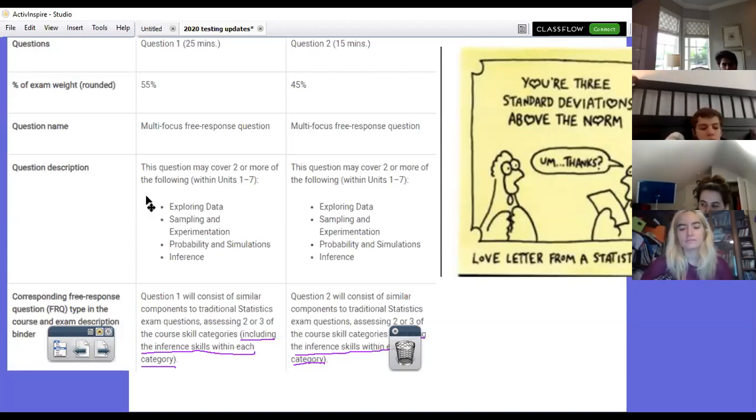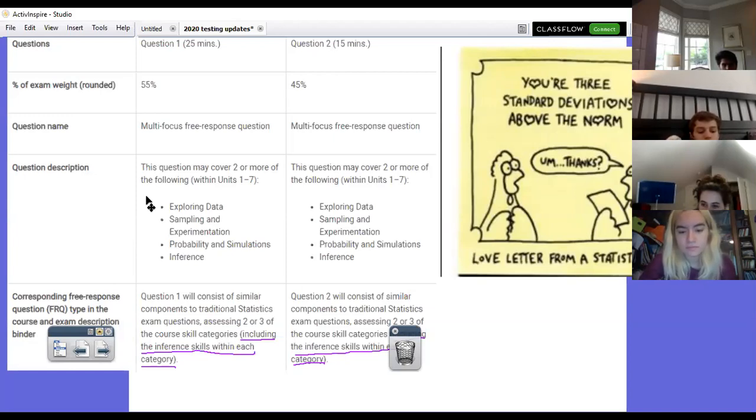So here's more information about the questions. 2 questions. Question 1 is going to be longer than question 2. Therefore, it's going to be weighted a little more strongly. Both are going to be free response questions. Both may cover 2 or more of the following topics. So these are just basically all the topics that we've covered and are reviewing now.